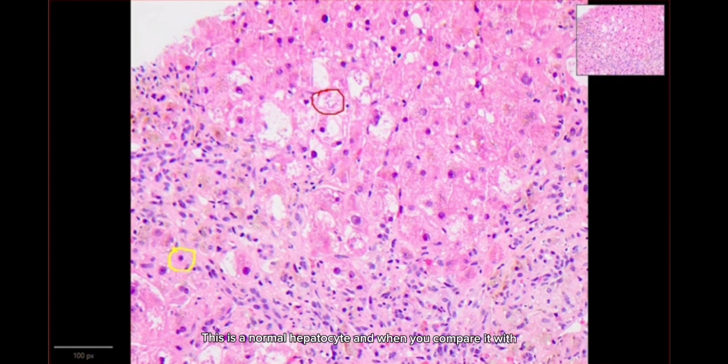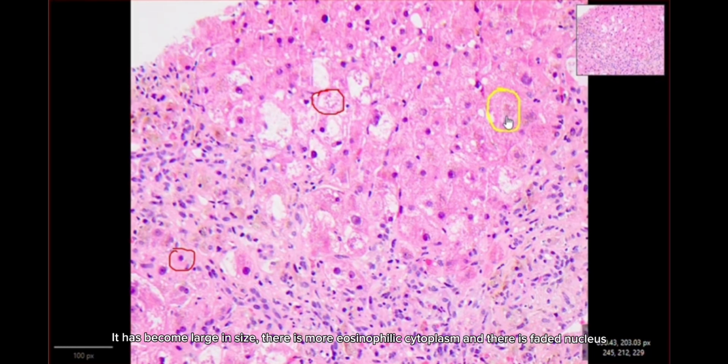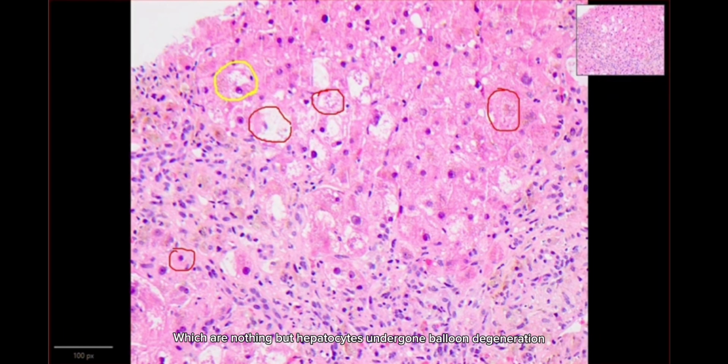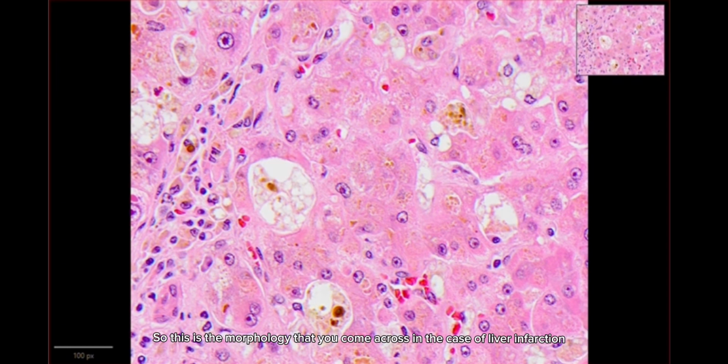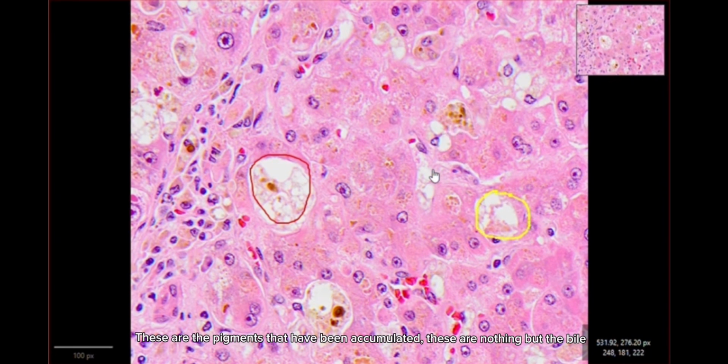This is a normal hepatocyte, and when you compare it with this one, you can appreciate that it has become large in size, has more eosinophilic cytoplasm, and there's a faded nucleus. On the other hand, you can see these balloon-shaped bigger cells, which are nothing but hepatocytes that have undergone ballooning degeneration. This is a type of morphology that you come across in the case of liver infarction. This is another example of ballooning degeneration, and these are the pigments that have been accumulated. These are nothing but the bile, right?